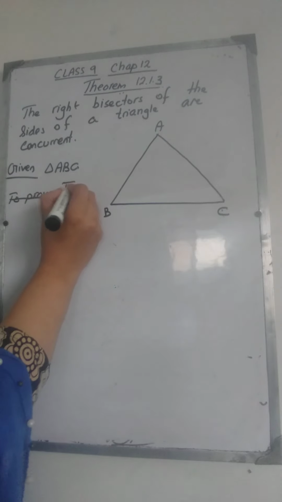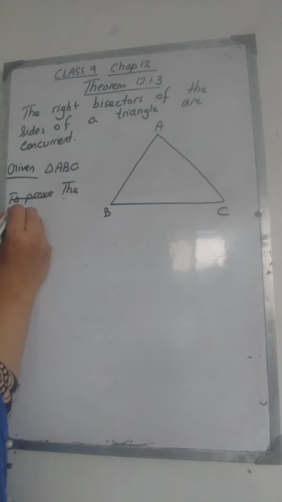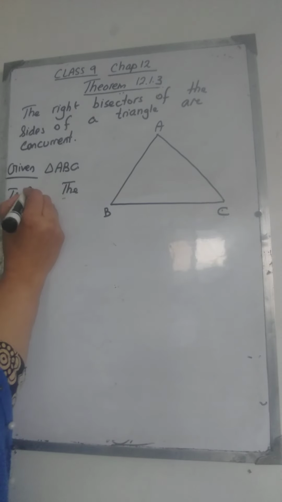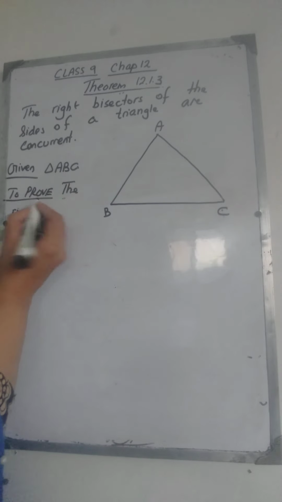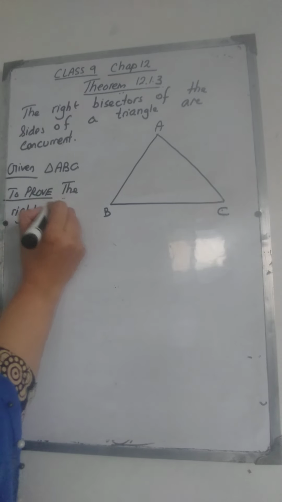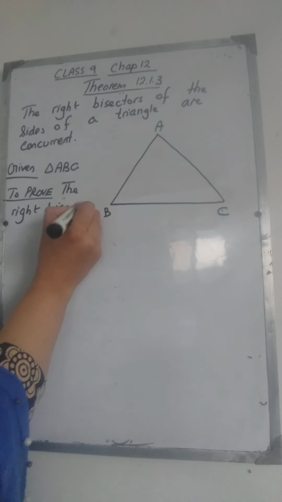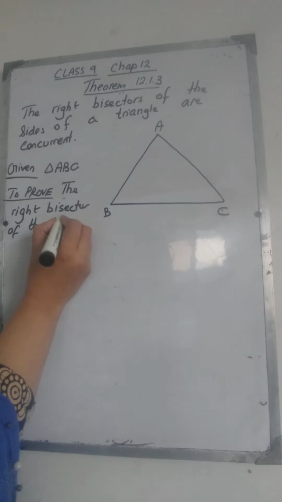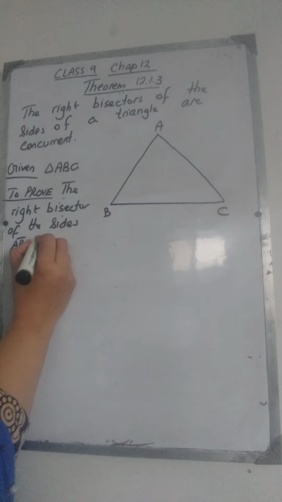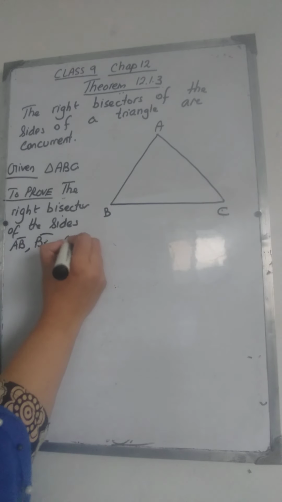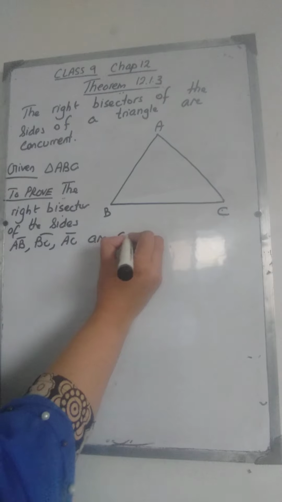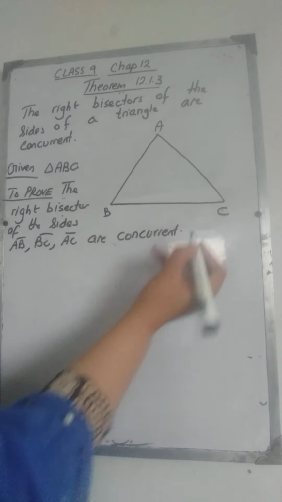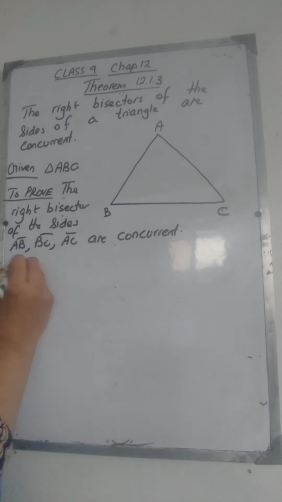the right bisectors of the sides AB, BC and AC are concurrent. Okay, now construction.